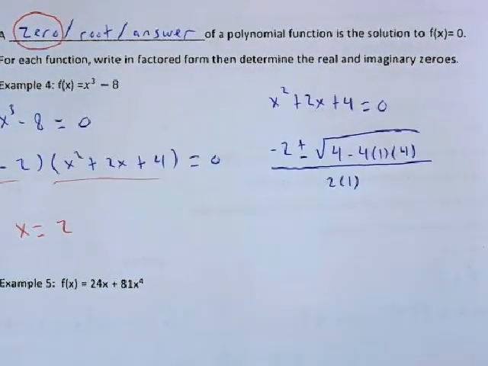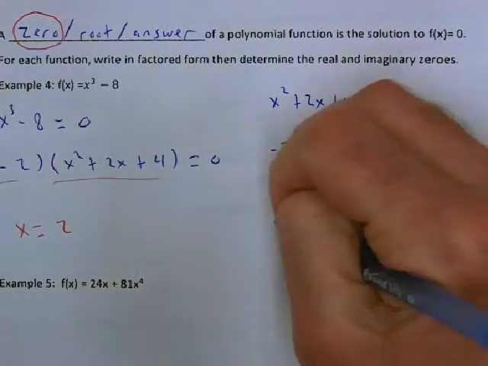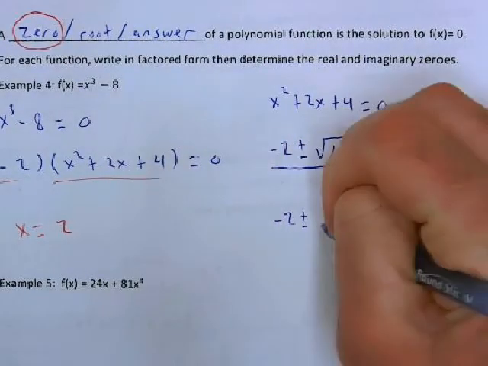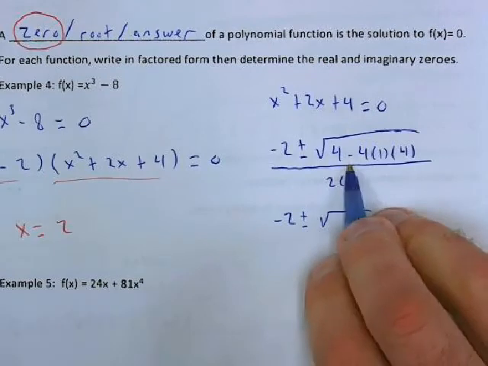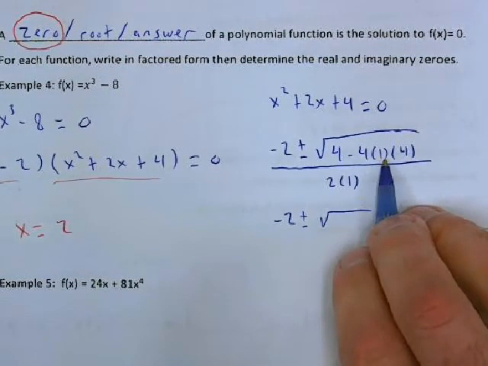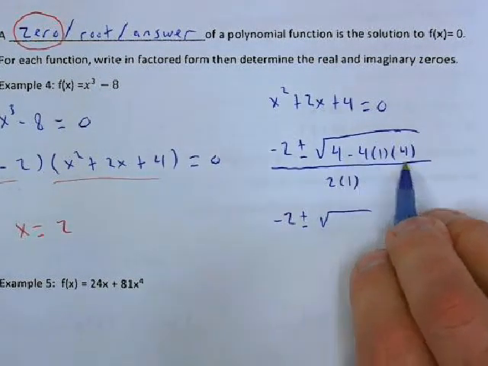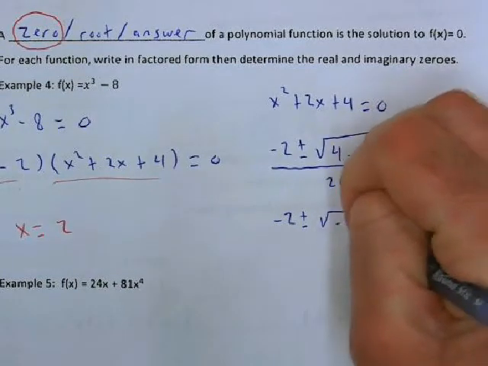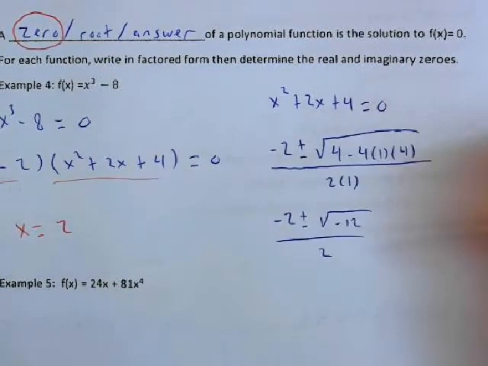All right, and then we just got to simplify that. So we get negative 2 plus or minus the square root of 4 minus 4 times 1 times 4, which is 16. 4 minus 16, we get negative 12 over 2. Okay.